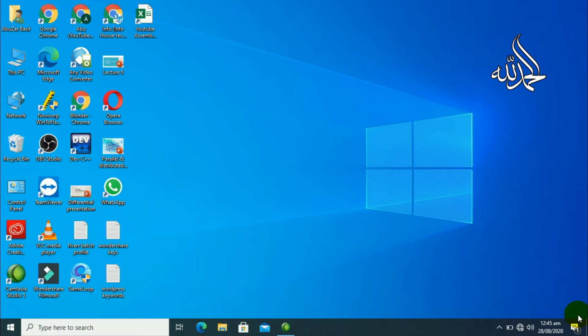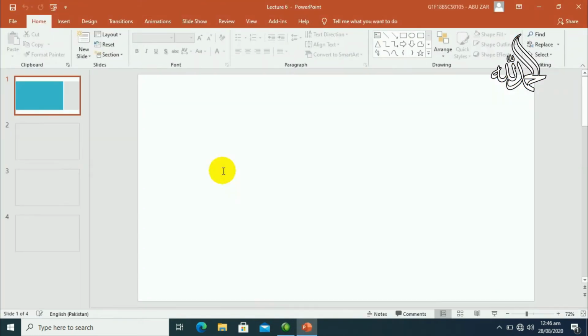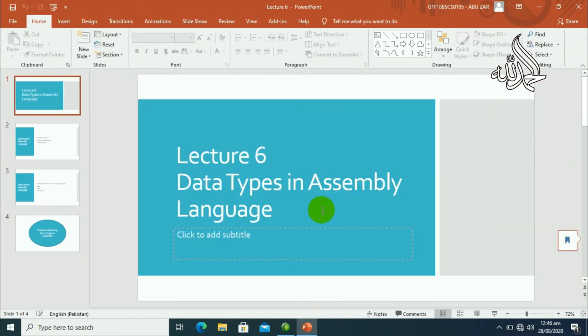Today our topic is introduction to data types and data sizes in assembly language that we will use further in our upcoming videos while doing coding on Visual Studio. So let's begin our proper lecture 6, that is about introduction to data types and data sizes in assembly language.